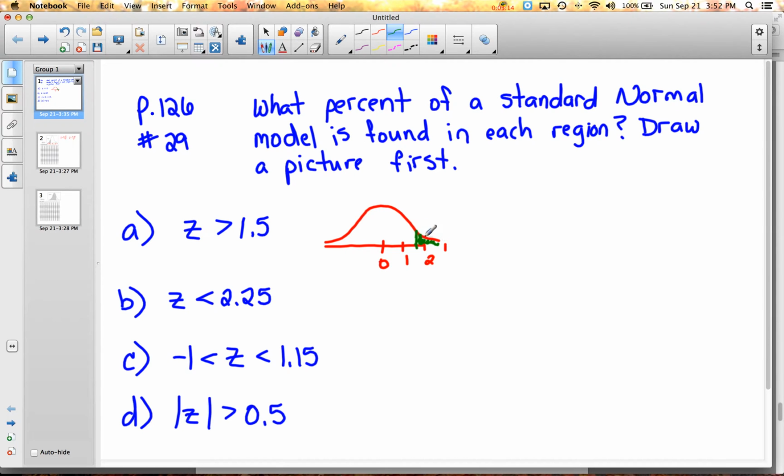So I'm trying to find, remember the whole area under the curve is 1, and I want to find the proportion that's shaded green. So clearly this is less than a half. We can tell that for sure. We can see that from the picture.